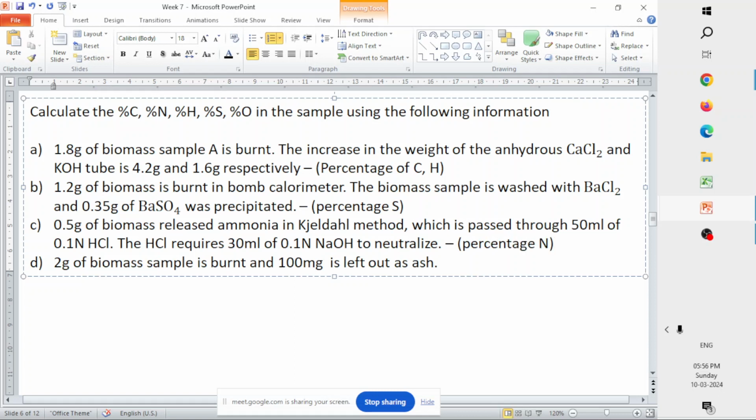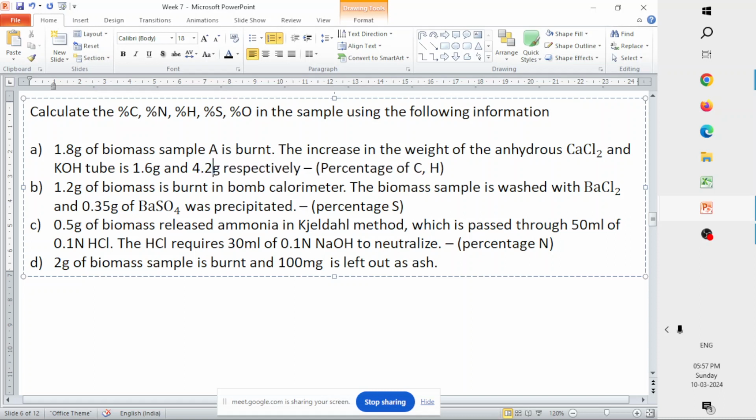So we have information to calculate carbon, hydrogen, sulfur and ash. Only thing we require is oxygen. If you subtract from 100 all these percentages, what is left over is nothing but the percentage of oxygen present in your sample. Now let's just start calculating. Here I will make a small change. This should be 1.6 and this should be 4.2.